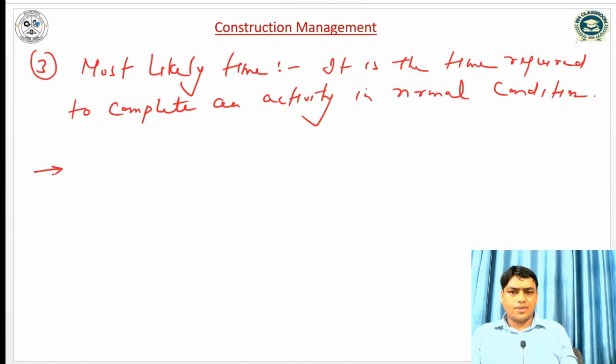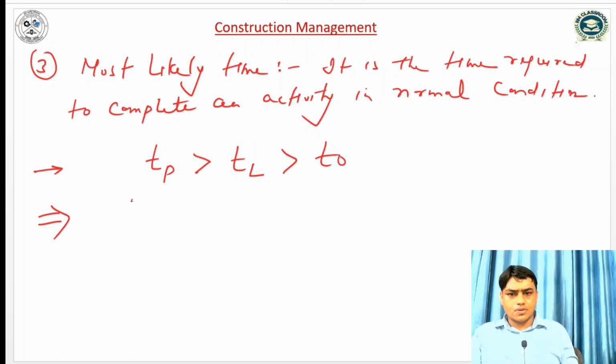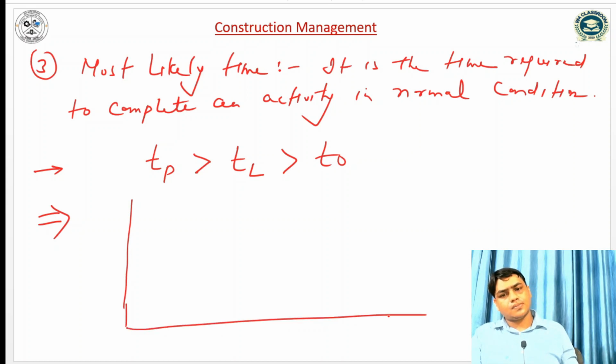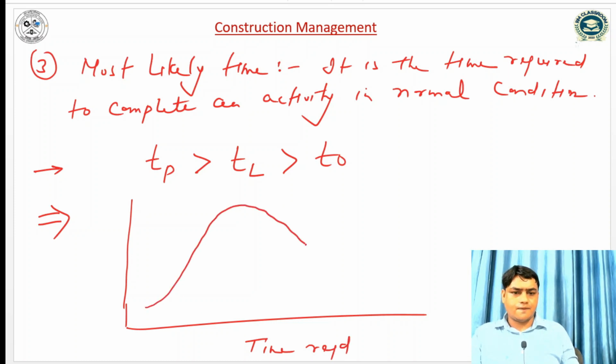So if I talk about magnitude, the pessimistic time is maximum, then most likely time, then optimistic time. If I see the distribution, let us assume this is the time required, and this is the distribution, so this is most likely time, this is optimistic time, and this is pessimistic time.